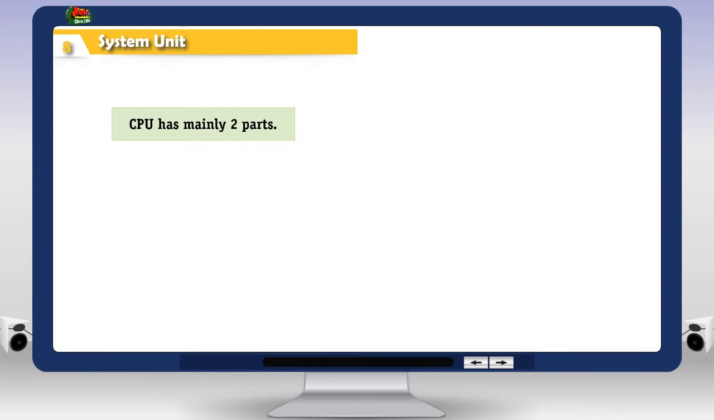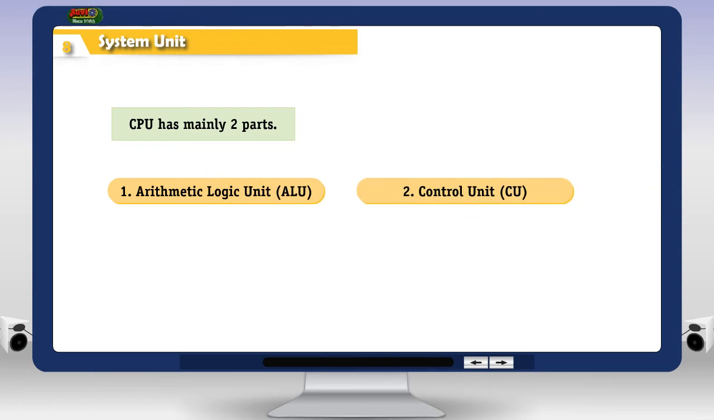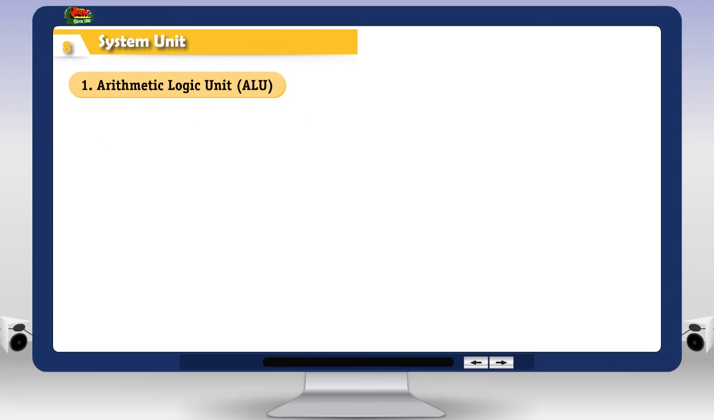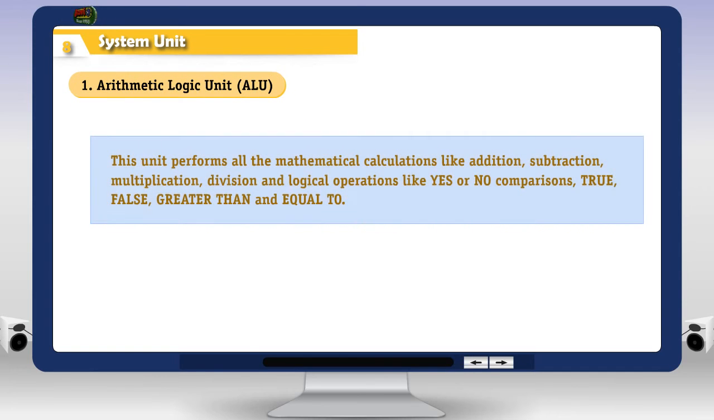CPU has mainly two parts. 1. Arithmetic Logic Unit (ALU). 2. Control Unit (CU). 1. Arithmetic Logic Unit. This unit performs all the mathematical calculations like addition, subtraction, multiplication, division, and logical operations like yes or no comparisons. True, false, greater than, and equal to.